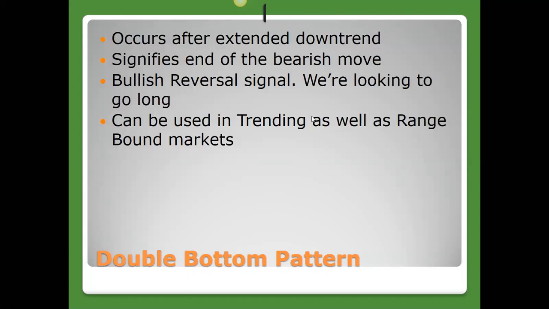So the trends don't continue forever. There comes a level where the price just has trouble getting through, and that's the price line. That's the level that we are watching for to look to see these patterns. So it's a bullish reversal signal, which means the price has been going down, and we are looking to take a trade to the upside, and we are looking to go long. And again, this can be used in trending as well as range-bound markets.